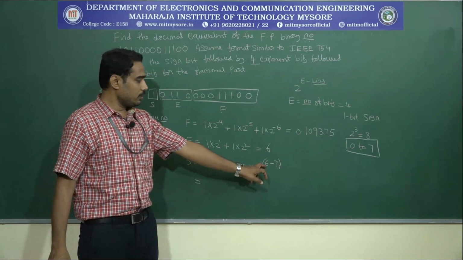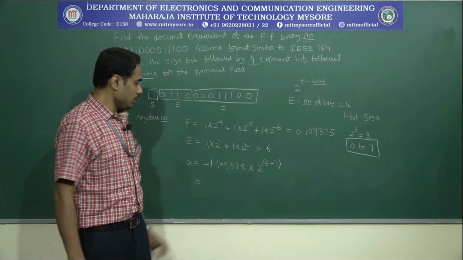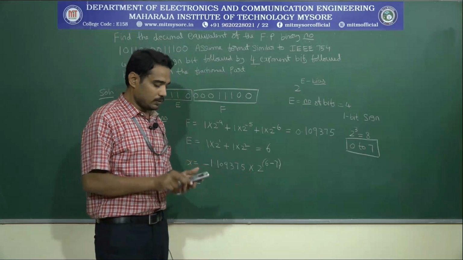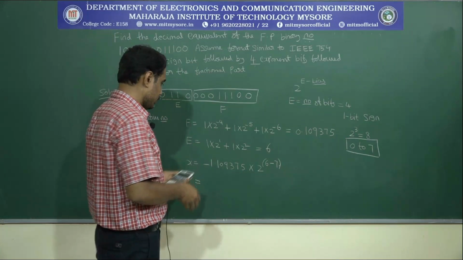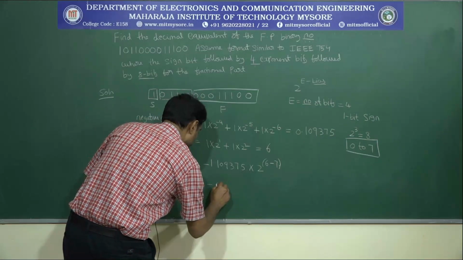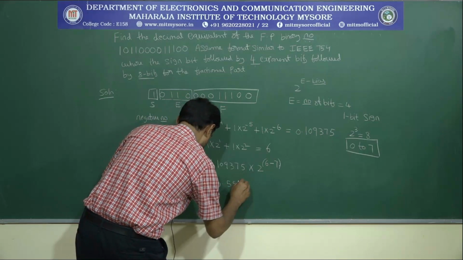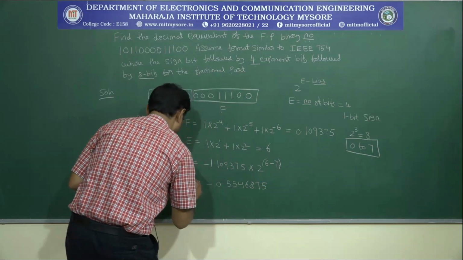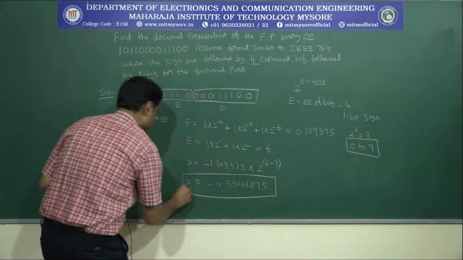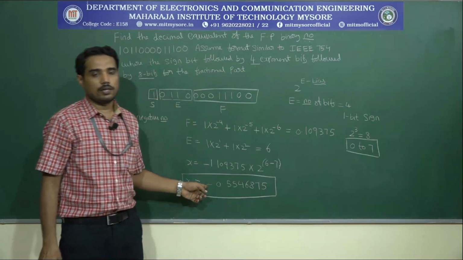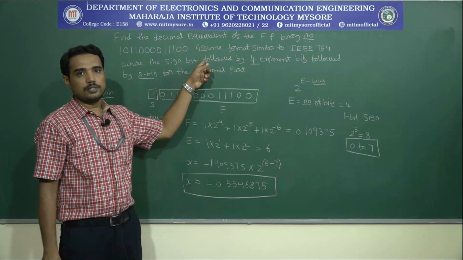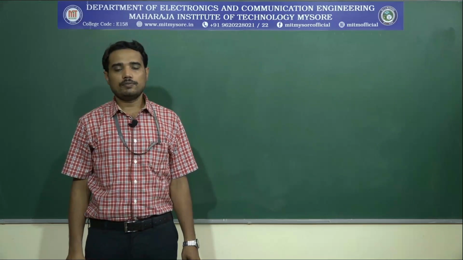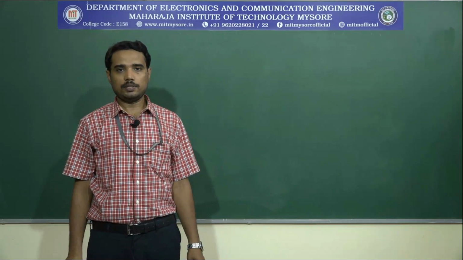And we know that 2 power 6 minus 7 is equal to 2 power minus 1. Then we can multiply this value into 2 power minus 1. Then we are going to get minus 0.554687. X is equal to this value, which is what we are supposed to find according to this problem. This is the answer.